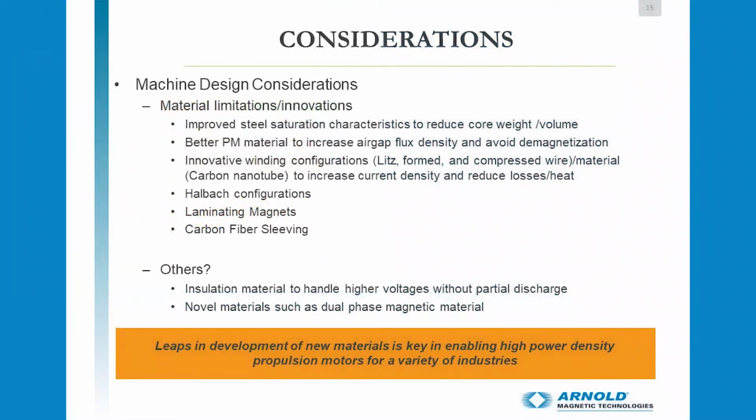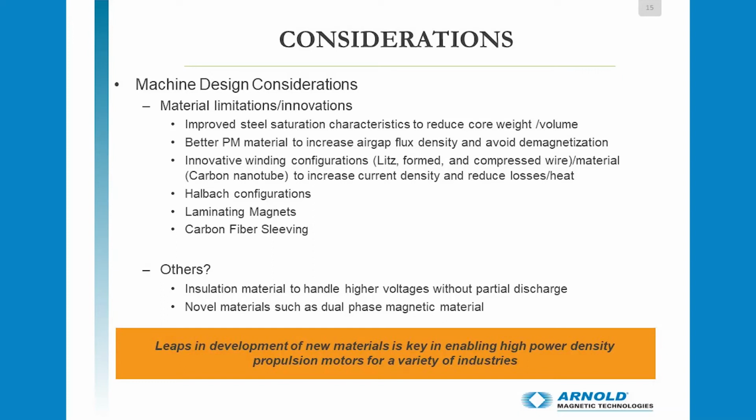And then lastly, some considerations for your machine design are the material limitations and how we are innovating those materials. So we can use improved steel saturation characteristics to reduce core weight and volume. Many of you know that we can use high cobalt, non-grain oriented electrical steels to increase those saturation levels from, say, roughly 1.7 Tesla, above 2 Tesla, to 2.2-ish Tesla. So we can improve the flux density characteristics of the steel and make the system smaller overall.